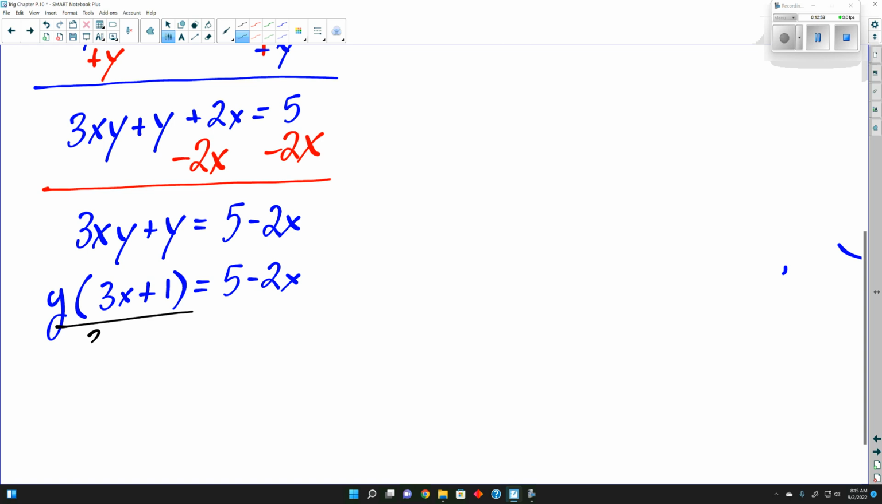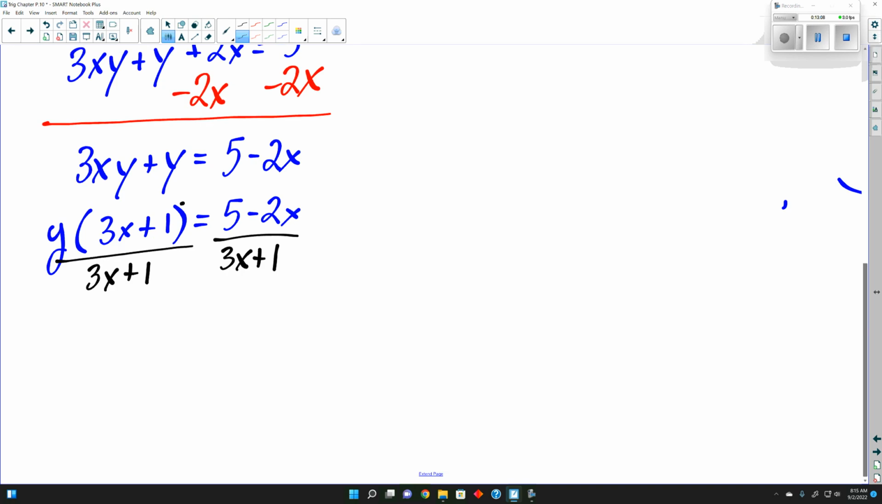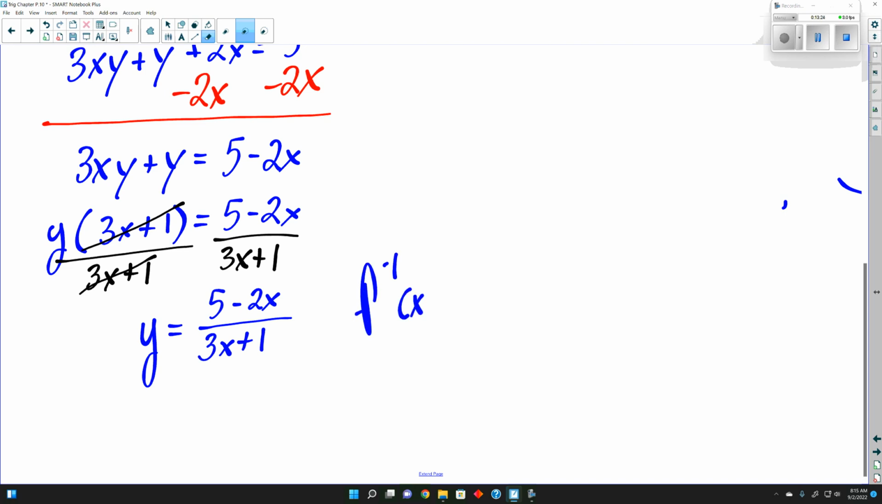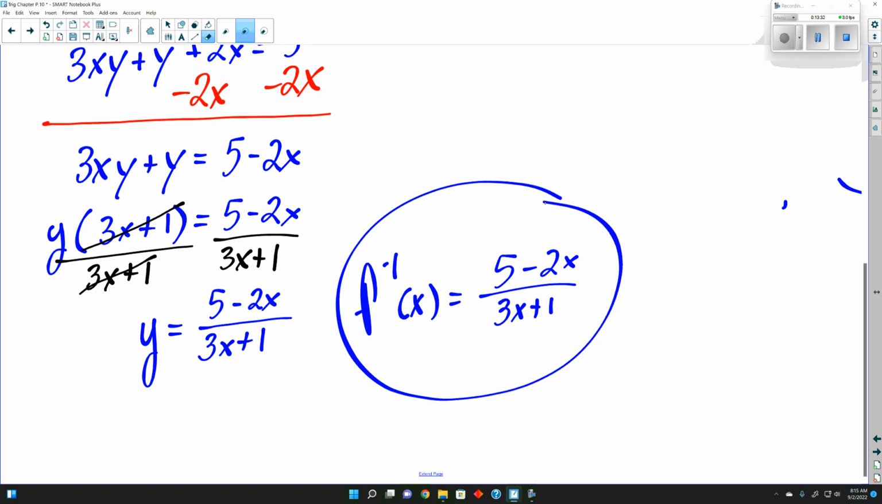But at this point here, we can divide both sides by 3x plus 1. It will cause these two here to cancel each other out, telling us that y is equal to 5 minus 2x over 3x plus 1. Or f inverse of x is equal to 5 minus 2x over 3x plus 1. And that'd be it there. Any questions over any of this here?